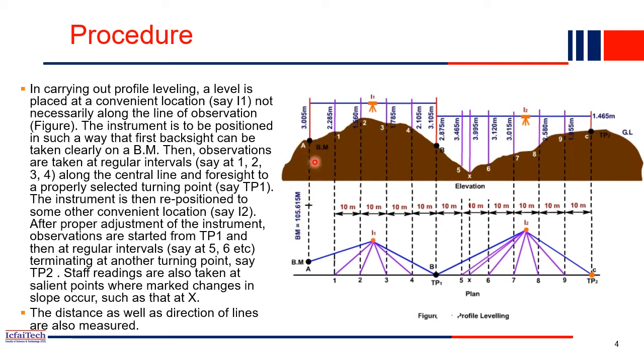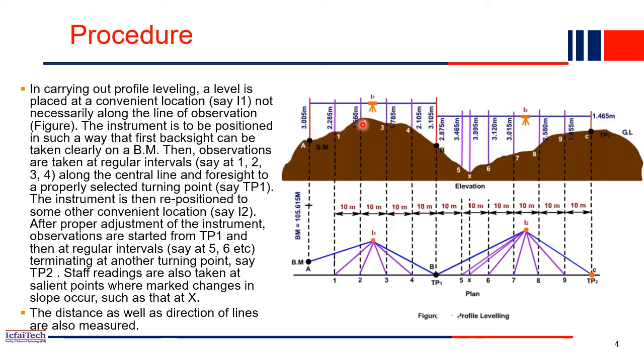Now from there we first place the instrument at the L1 location. L1 is maybe a convenient location where a good, little flat ground is available. There we keep our instrument, L1. Now what we'll do, we'll take one point in every 10-meter interval. So at 10-meter we take the first station 1, and we mark it with a peg.